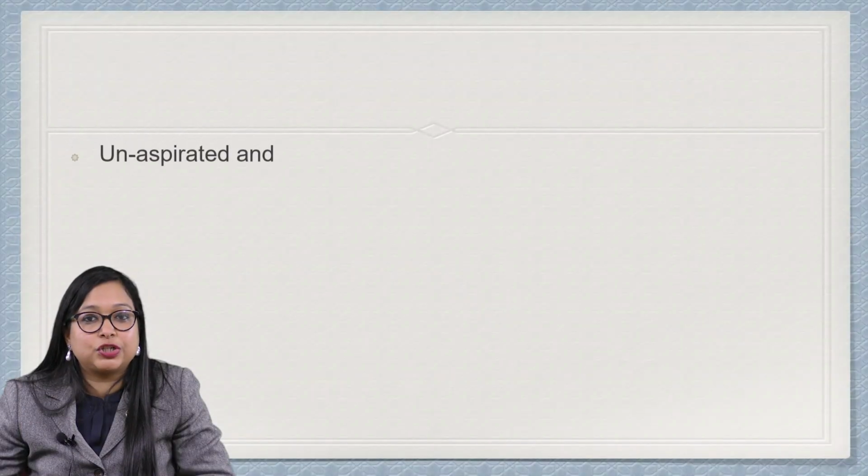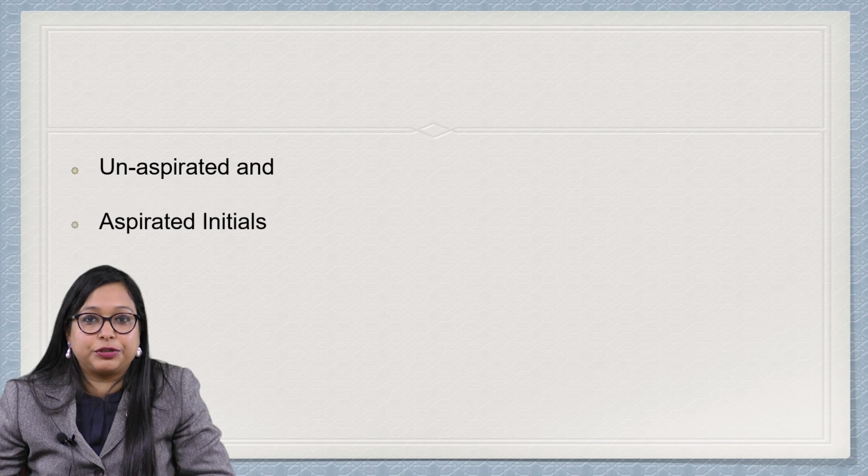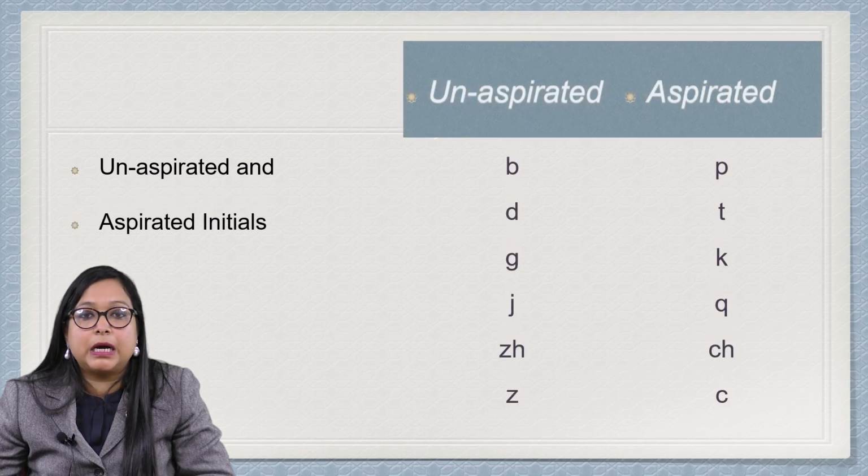Let's practice the pronunciation of the unaspirated and the aspirated initials. B, p. Here, b is unaspirated and p is aspirated. We will follow a similar pattern in the following examples. For example, d, t, g, k, j, q, zh, ch, z, c. Here, b is an unaspirated initial and p is an aspirated initial. Similarly, d is unaspirated and t is aspirated. Similarly, g is unaspirated and k is aspirated, and so on.